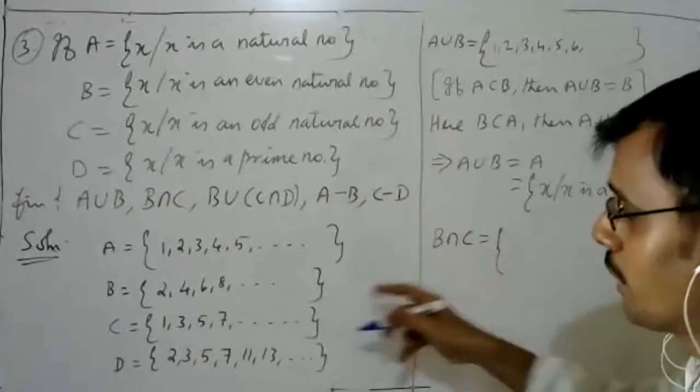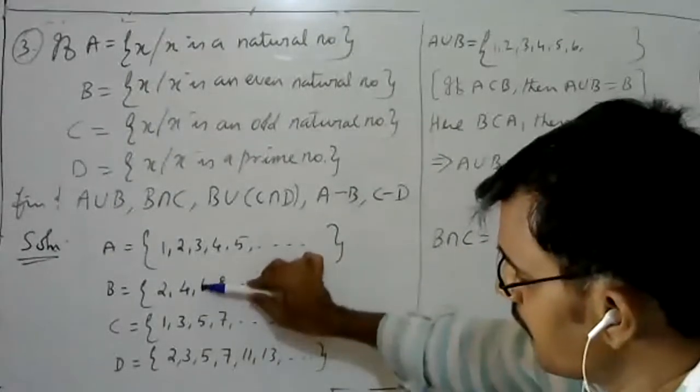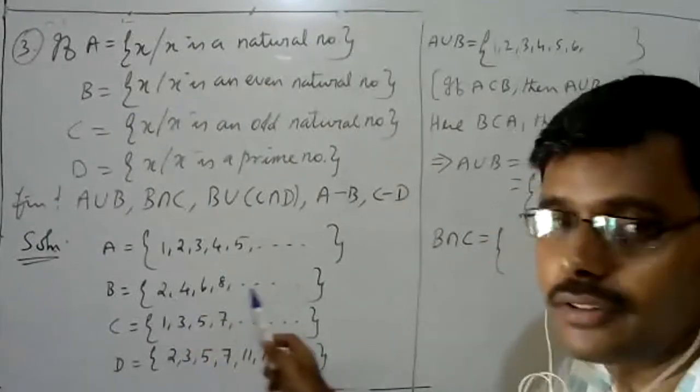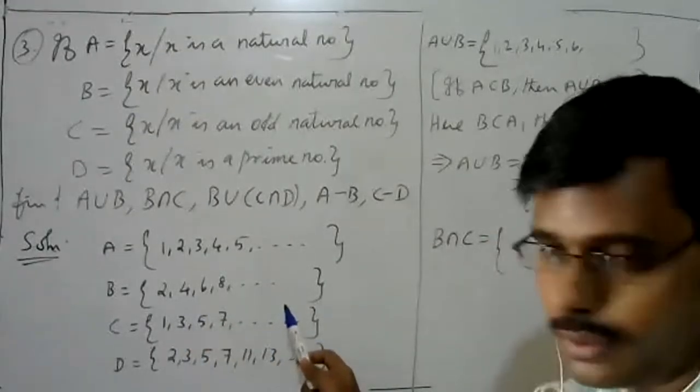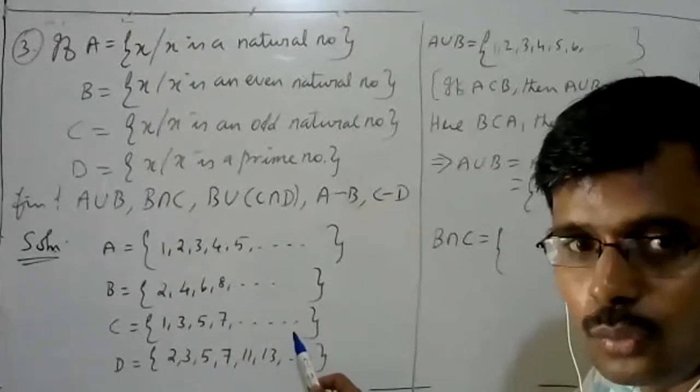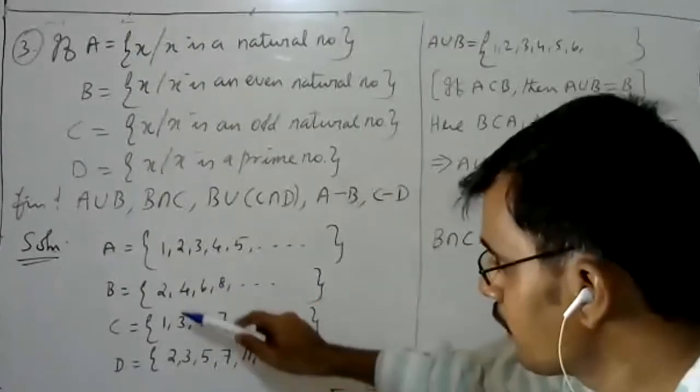Intersection means common elements. What are the common elements of B and C? Look at that. B is the multiples of 2, that is 2, 4, 6, 8. Here, this is the odd numbers: 1, 3, 5, 7. What is the intersection?